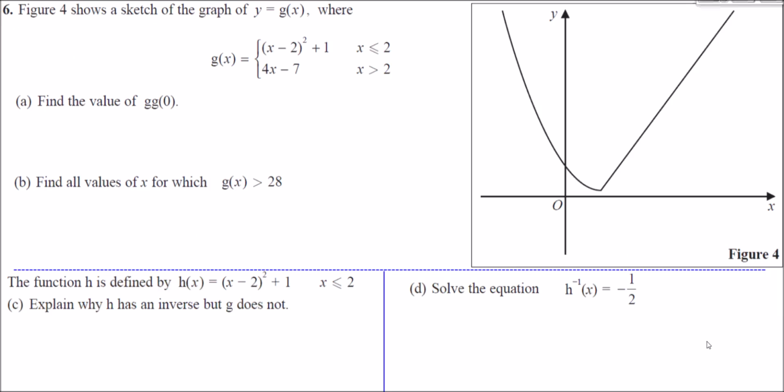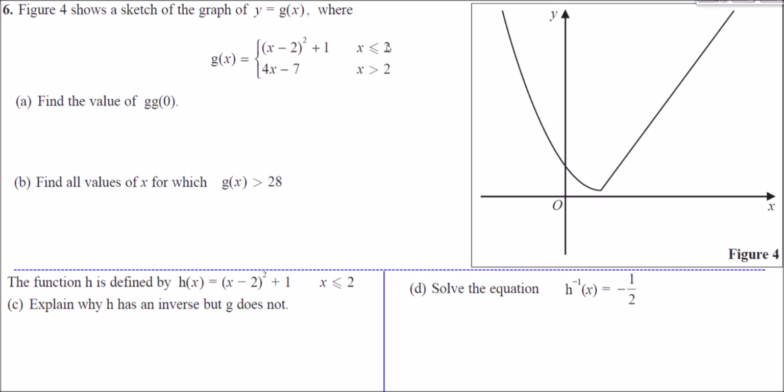Question 6 relates to function notation. So we've got figure 4 here, this curve, and it's y equals g of x. And g of x is defined piecemeal, so it's defined in 2 parts. For x being equal or less than 2, g of x is (x minus 2) all squared plus 1, which is this curved part here. And when x is bigger than 2, g of x is defined as 4x minus 7.